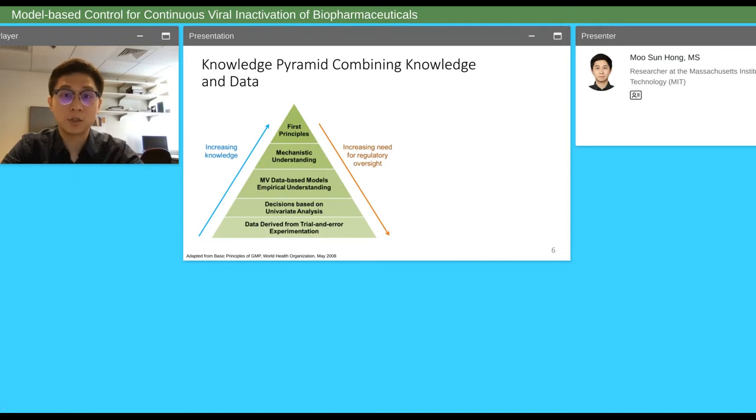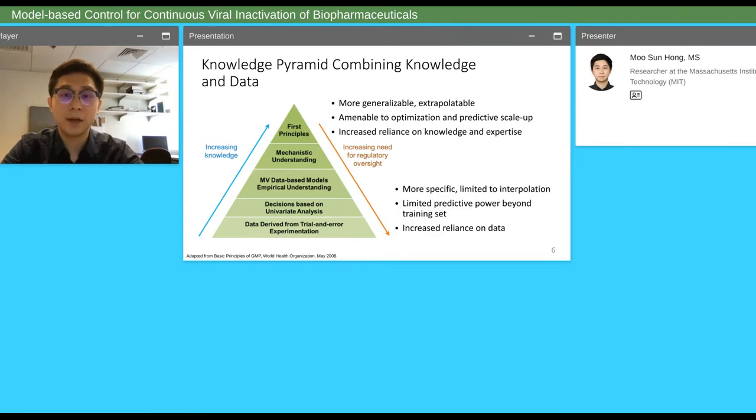The figure on this slide shows the knowledge pyramid for model-based decision-making. Higher layers in the pyramid correspond to greater knowledge, more informed and better reliability of decision-making, and lower requirements for regulatory oversight. Because higher layers in the pyramid rely more on knowledge and expertise, they are more generalizable and extrapolatable. This makes these models applicable for optimization and predictive scaling. On the other hand, lower layers in the pyramid rely more on data, and they are more specific and limited to interpolation. So these models have limited predictive power beyond the training set.